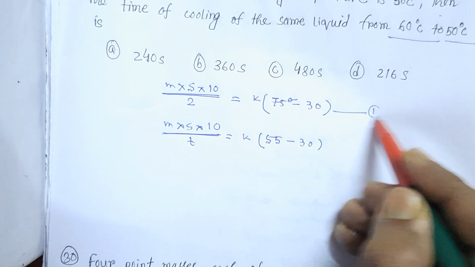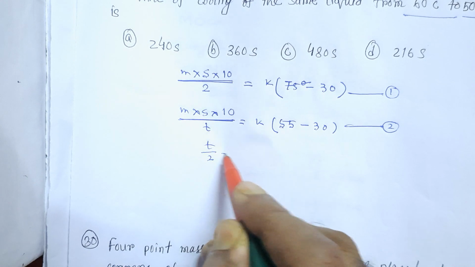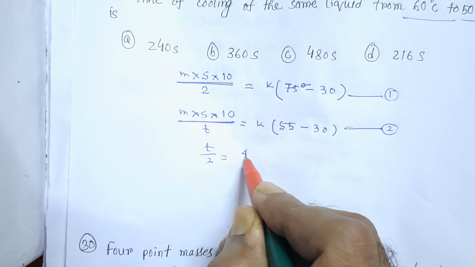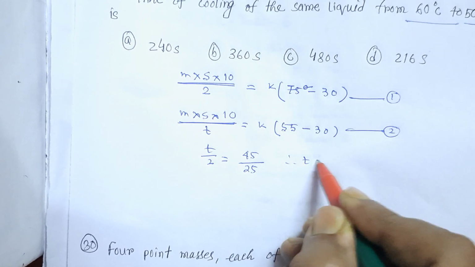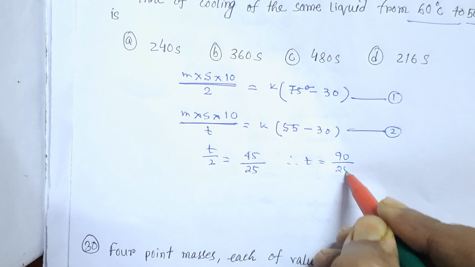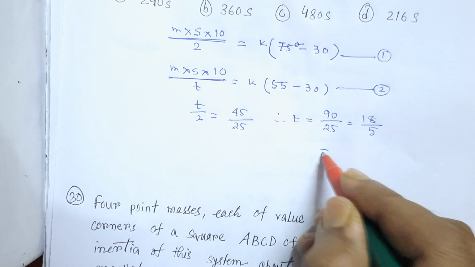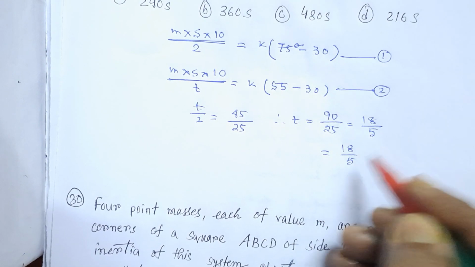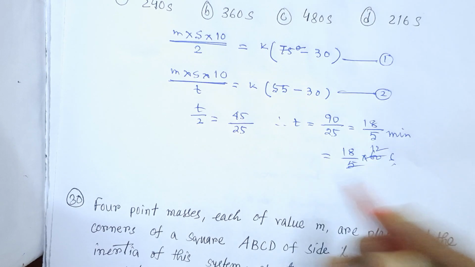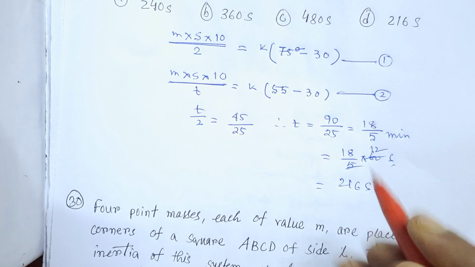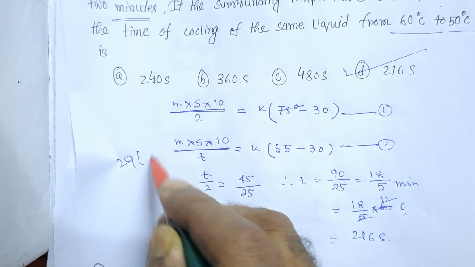So dividing equation 1 by equation 2, we get T by 2 equals 75 minus 30, which is 45, over 55 minus 30, which is 25. So T equals 90 by 25 minutes, that is 18 by 5 minutes, that is 18 by 5 into 60 seconds. 18 into 12 is 216 seconds. We find it in option D. So our correct choice to question number 29 is D.